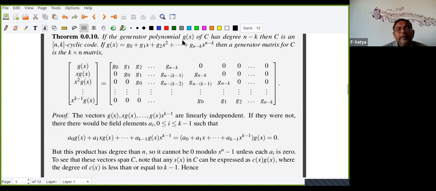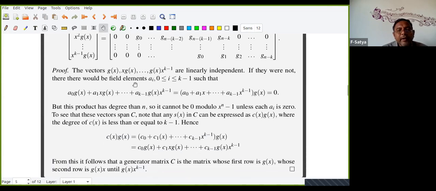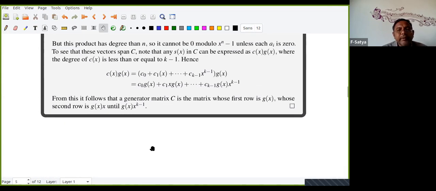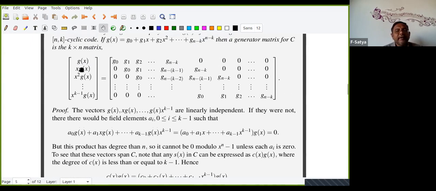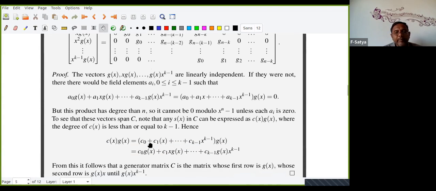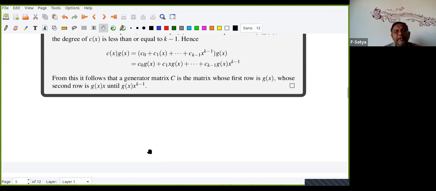Good, nice. So now we know how to get the generator polynomial from the generator matrix. What I have done here is that these are actually the basis. For that, I proved that these are linearly independent, and I proved the spans here. You can understand it, not a big deal.